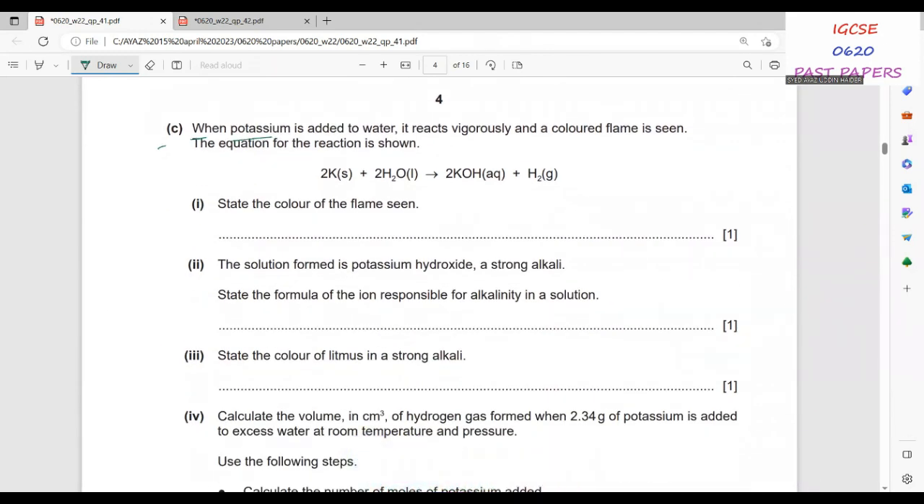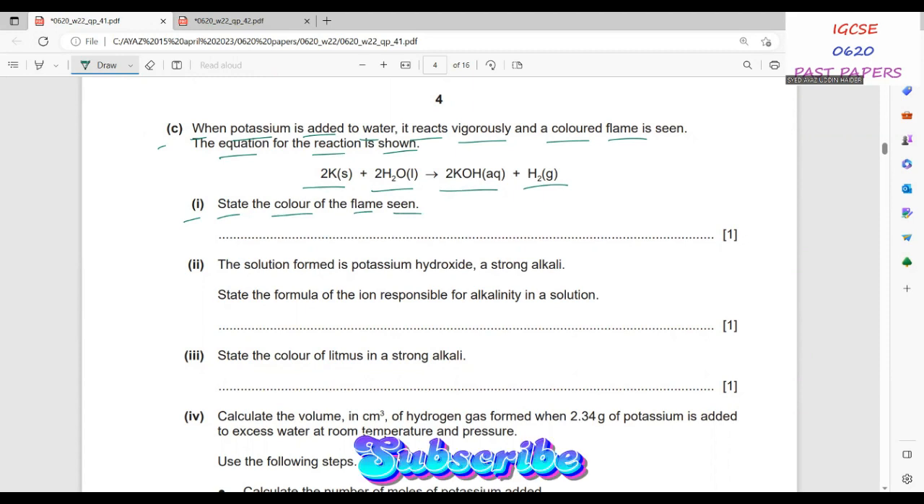See, when potassium is added to water, it reacts vigorously and a colorless flame is seen. The equation for the reaction is shown. 2K solid plus 2H2O liquid gives 2KOH aqueous plus H2 gas. Number 1, state the color of the flame seen. The color of the flame will be that of potassium, which will be lilac.